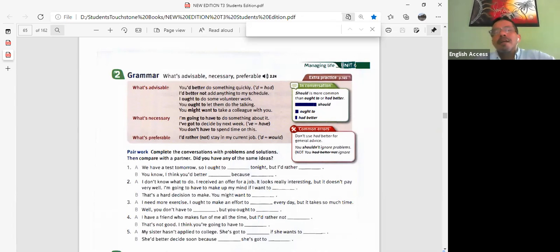Okay. If you see here in the conversation note, it says should is more common than ought to or had better. They have very similar meaning. So should is more common. You see here: should, ought to, had better. Common errors: don't use had better for general advice. You shouldn't ignore problems. You had better not ignore problems. We don't use that.